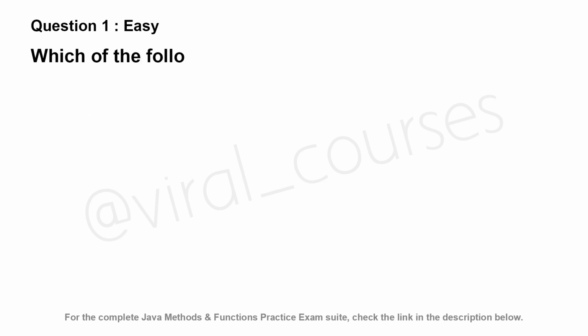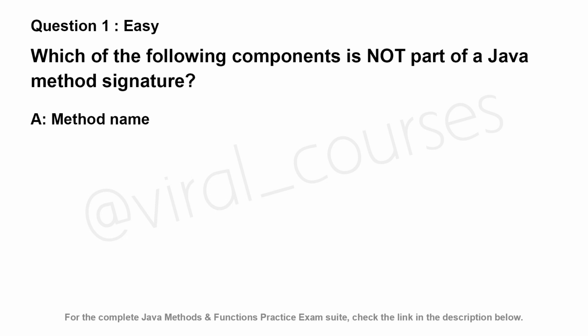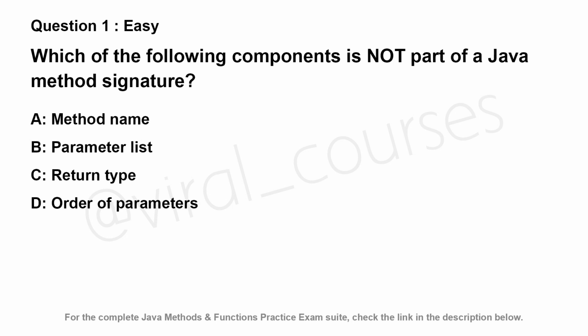Which of the following components is not part of a Java method signature? Option A, method name. Option B, parameter list. Option C, return type. Option D, order of parameters.